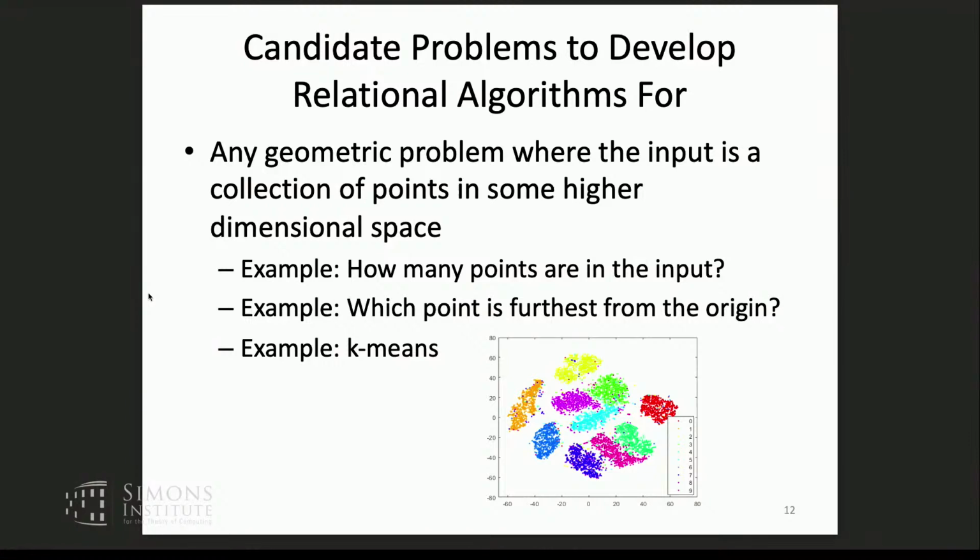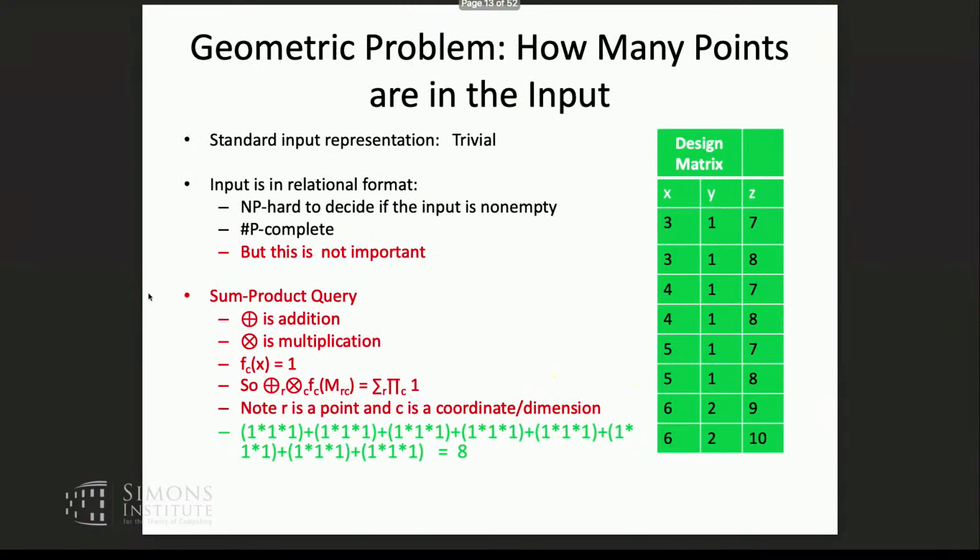All right. So for example, one geometric problem is how many points are in the input, right? You would not find that in any geometric algorithms book. Why? Because it's too simple. I mean, you wouldn't even teach that in the CS1 course. But if the points are in compact representation, that is interesting. What point is farthest from the origin? K-means, for example. Those are all problems where the input is points. So let's consider the problem of how many points are in the input.